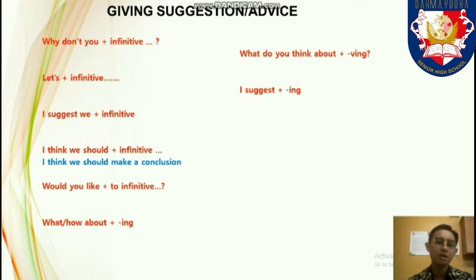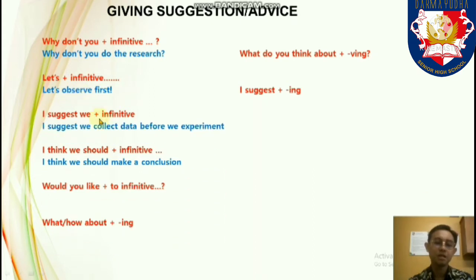Let me show you the examples. The first example here, why don't you do the research? So this is actually giving suggestion or advice. The infinitive here is do, the verb do. And then the second one, let's plus infinitive. For example, let's observe. Observe here is the infinitive, or what you can say verb 1. And then the third one, I suggest we plus infinitive. I suggest we collect data before we experiment.